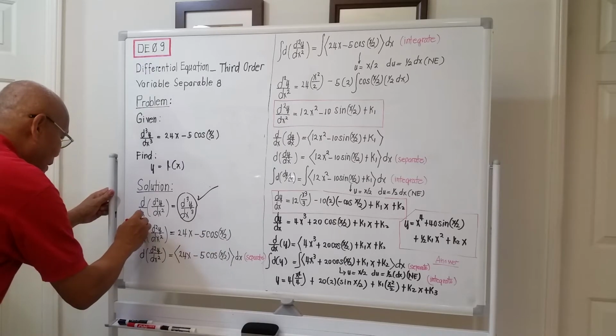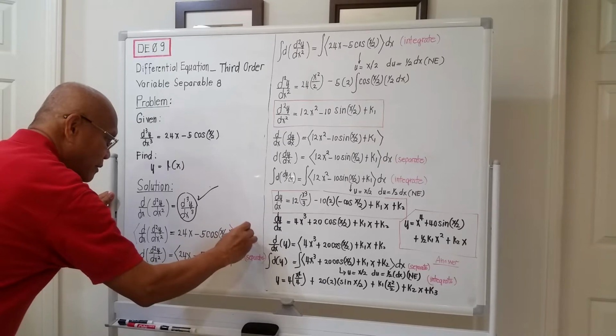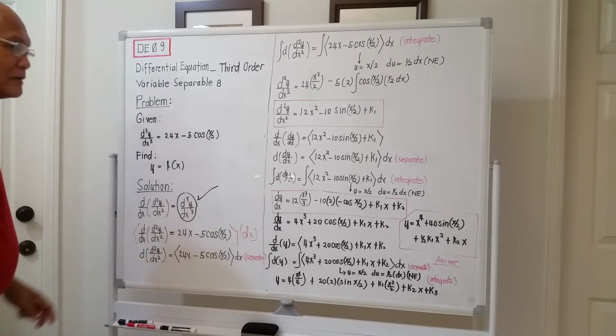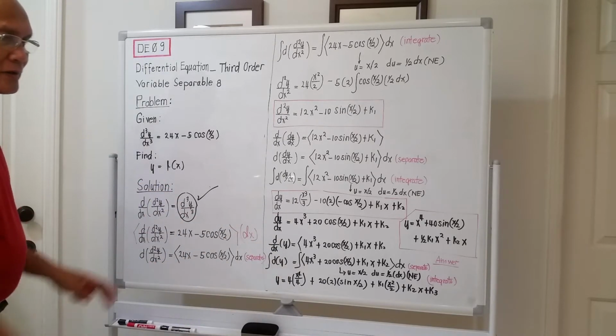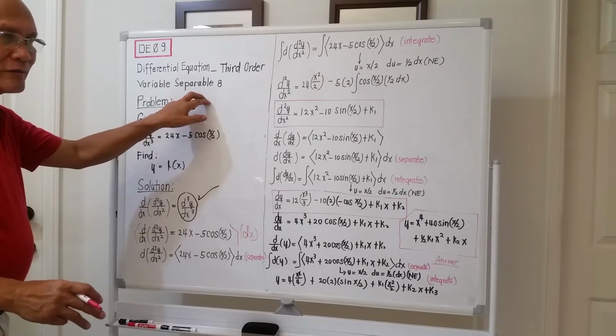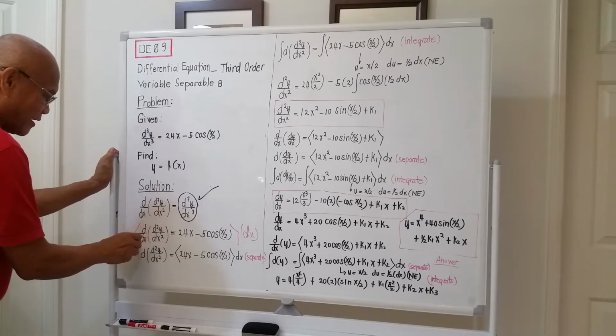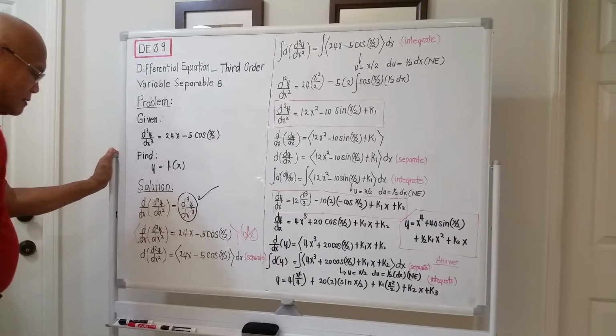Let's try to multiply all terms by dx. Okay. Let's try to separate the variables. The main topic is variable separable. Okay, so the left hand side times dx, this dx here cancels with this.